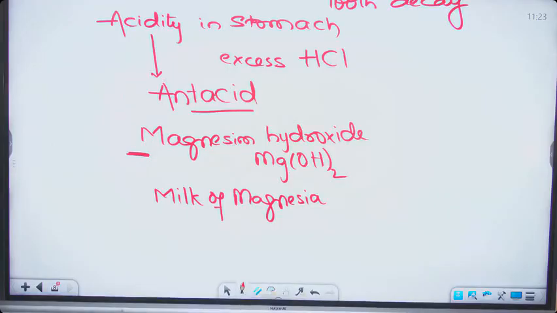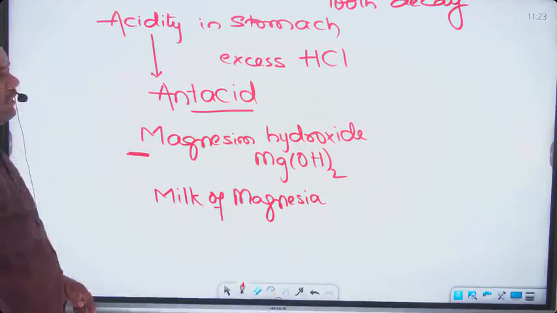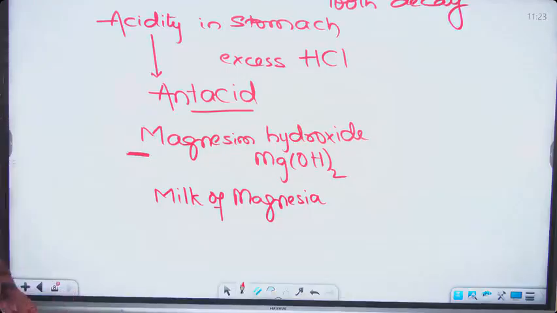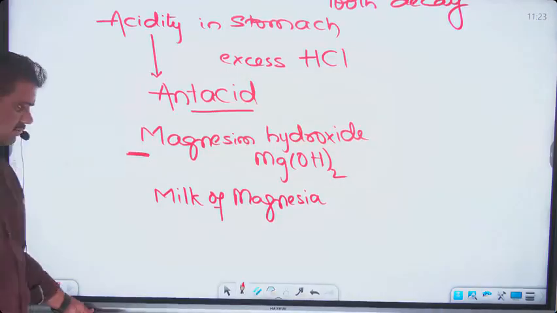Nothing but sodium bicarbonate can also be used as an antacid. That is the conclusion, right? Sodium bicarbonate can also be used as an antacid. Right. So take a break for 5 minutes. We'll continue.